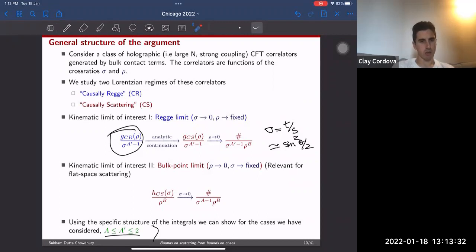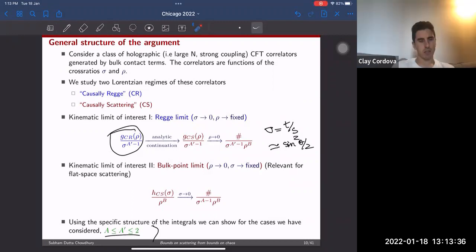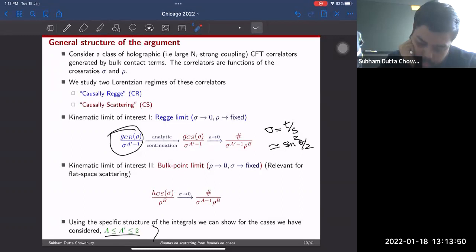Versus what you're going to input. So you have a holographic CFT, and you're assuming that its correlators are going to come only from bulk contact term scattering? Is that part of the assumptions? Yeah, we are only looking at, suppose that we want to study flat space scattering, analytic pieces in flat space scattering. We are not looking at, say, exchanges. They can only be generated by bulk contact terms.